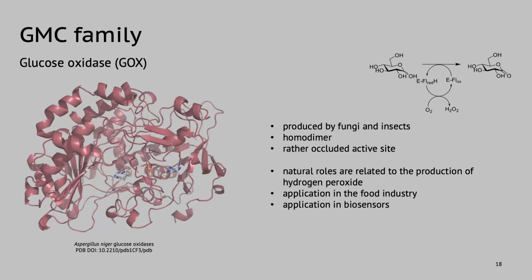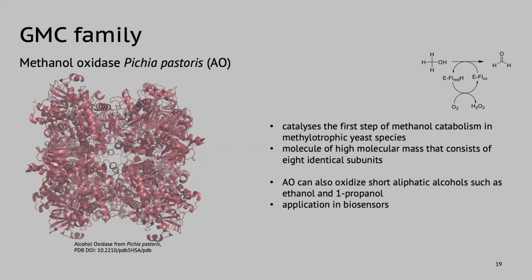It has countless applications in the food industry. For example, in the baking industry, glucose oxidase could be employed to improve the bread texture as an alternative to potassium bromide, which could be carcinogenic. And already 30 years ago, glucose oxidase was recognized as an ideal enzyme for biosensor applications thanks to its stability. The next enzyme is methanol oxidase, which is referred to as the alcohol oxidase.